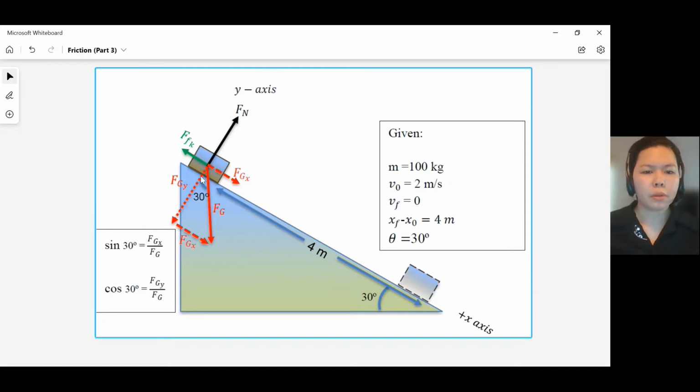Looking at this triangle, with Fg, Fgy, and Fgx as sides and 30 degrees as the angle, sine 30 degrees is the opposite side Fgx over the hypotenuse Fg, and cosine of 30 degrees equals the adjacent side with respect to theta, Fgy, over the hypotenuse Fg.